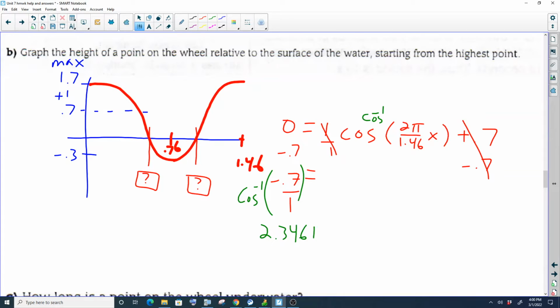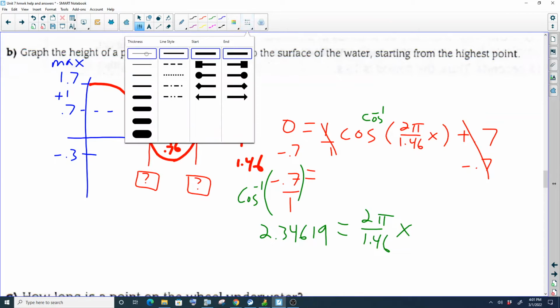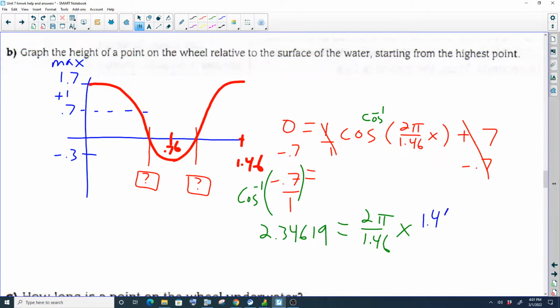2.34619, I would round it, equals 2 pi over 1.46. And now we finally get to solve for x. To solve for x, we're just going to flip and multiply. So times by 1.46 over 2 pi, and that'll cancel it over to the other side.